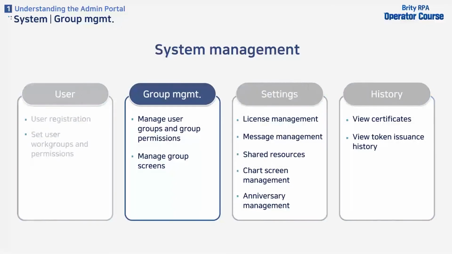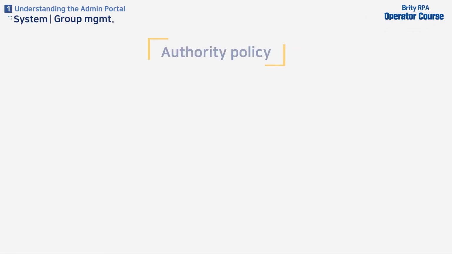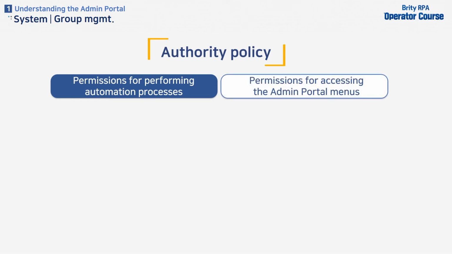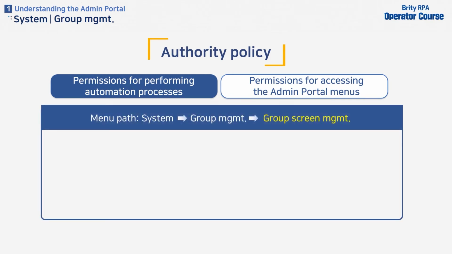Next, let's find out how to manage groups. On the Admin portal, you can create groups and specify permissions for each group. About permissions, there are two policies for granting permissions for performing automation processes and granting permissions for accessing the Admin portal menus. First, you can set permissions by performing automation processes in the Group Authority Management menu.